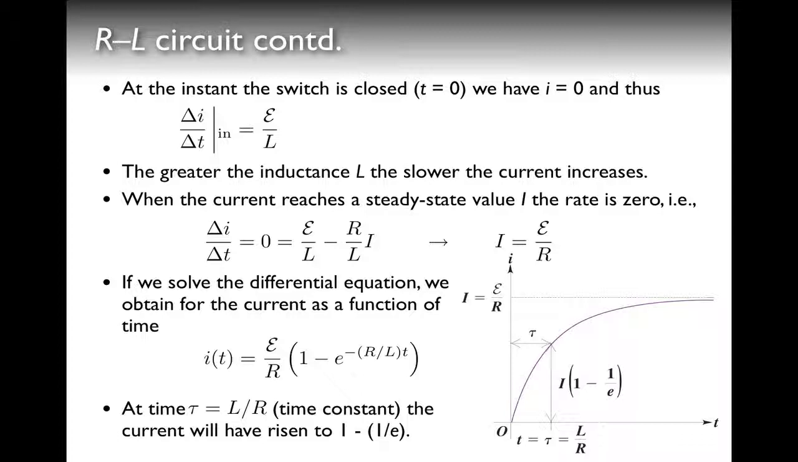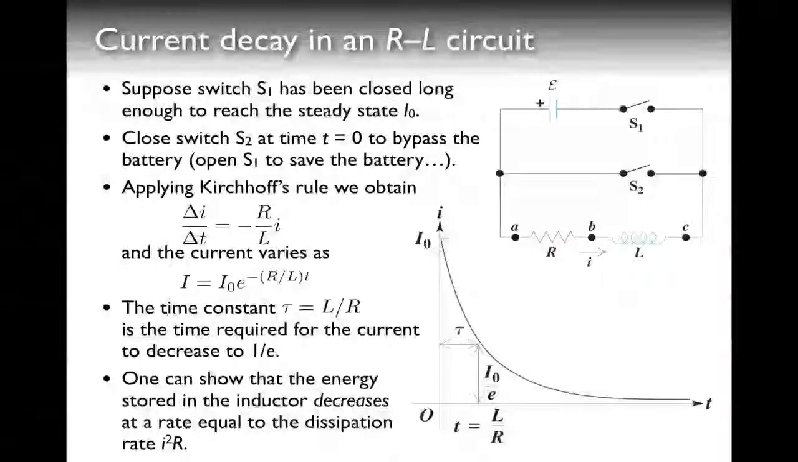So you can find now a characteristic timescale tau, and at tau equals L over R, which is a time constant, the current will have risen to a value of 1 minus 1 over e. Let's now do the opposite process. Suppose now that the switch S1 has been closed for a long time until we reach the steady state. In other words, the current has now a constant value, the rate of change is 0, meaning that the inductor has no effect on the system.